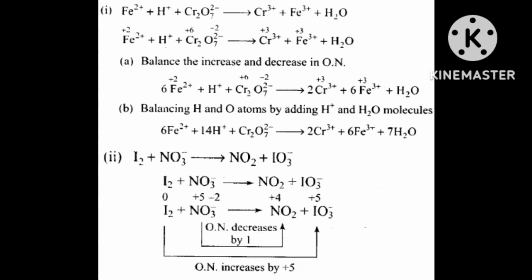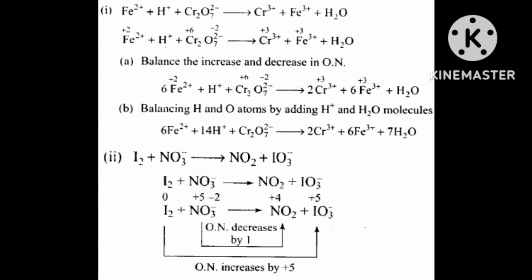And the last step is to make the number of hydrogen atoms balanced. Because you are adding H+ ions, they must be balanced with the other side, right side or left side, wherever you are introducing them. Either H+ or OH- ions you are adding, they also must be balanced.